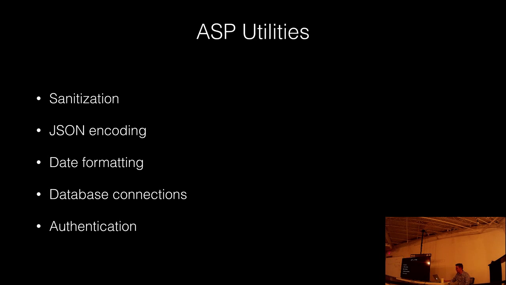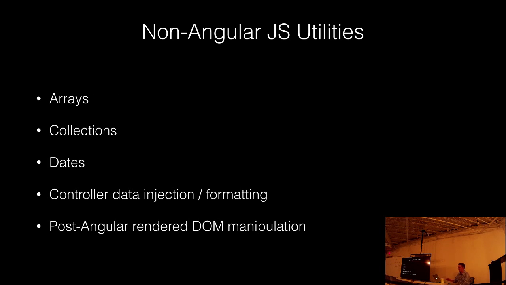Some utilities that I made in ASP, and this is probably common in any language, are basically data sanitization, for when you ship stuff over to the server with invalid characters before you store it in the database, JSON encoding, date formatting, managing database connections, and authentication. I think it's important in any language, whether it's Java or JavaScript or ASP, whenever you're using a particular framework, to pull as much as you can outside of that framework, so you're not too tightly coupled to it.